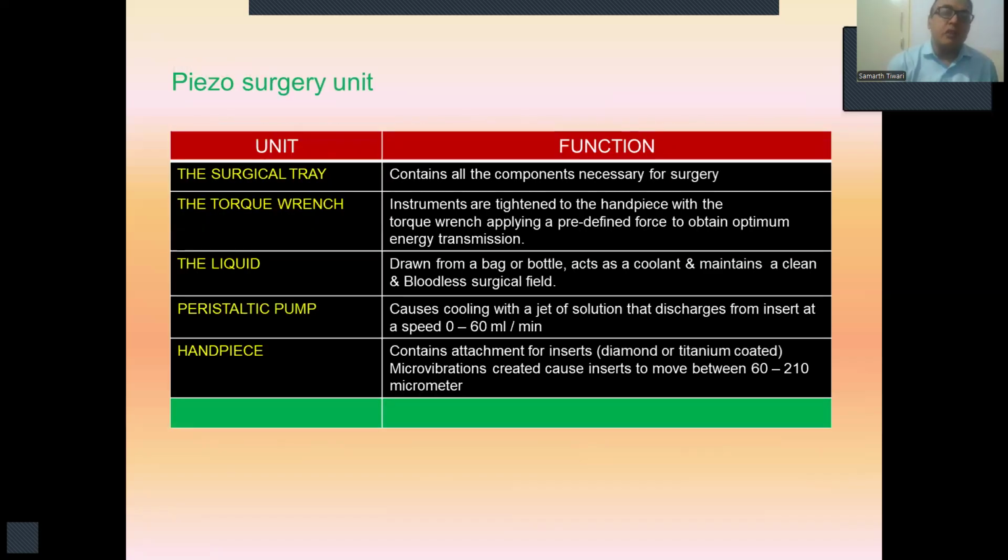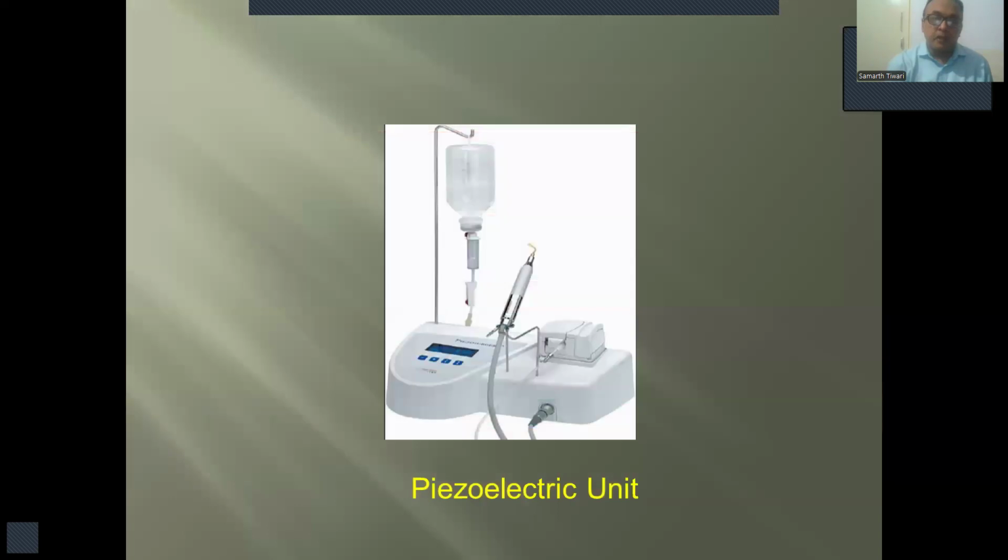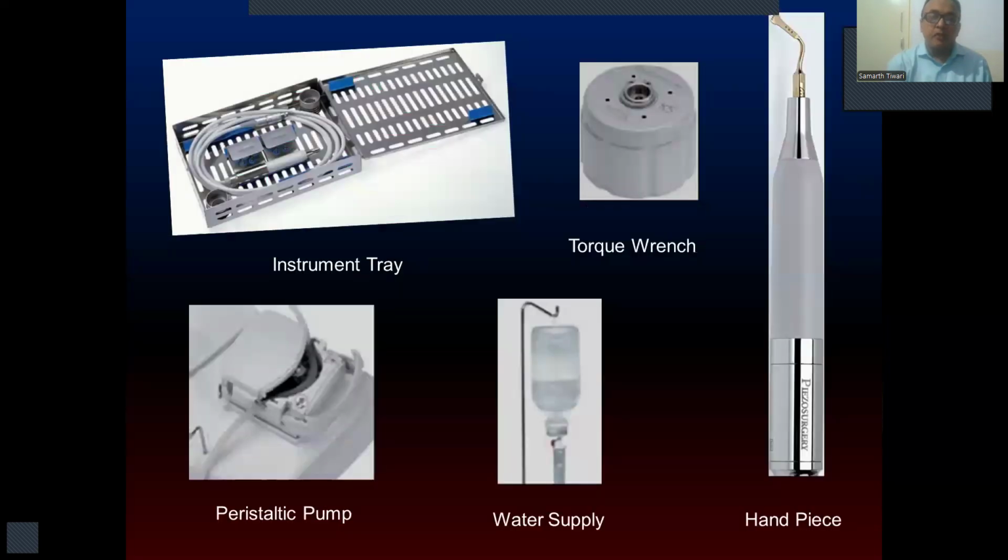The piezosurgery unit includes a surgical tray, torque wrench, liquid, peristaltic pump, and handpiece. This is a diagram of the piezoelectric unit. These are the instruments: instrument tray, torque wrench, handpiece, water supply, peristaltic pump.